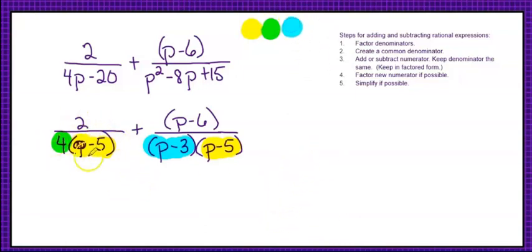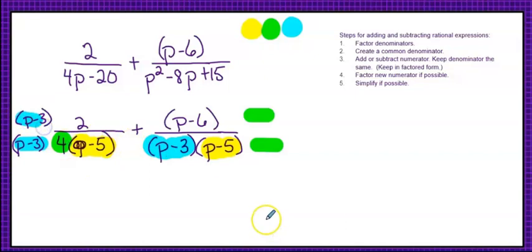So this one over here, what does it not have? It doesn't have the teal. So I need to multiply times teal over teal. And then this one over here doesn't have the green. So I'm going to multiply times green over green. Okay, so this one I'm going to multiply times p minus 3. Again, with the denominators, leave them in factored form. Don't worry about multiplying all this out. You're not going to do that. Multiply times p minus 3 in the numerator also. This one I'm going to multiply times 4.